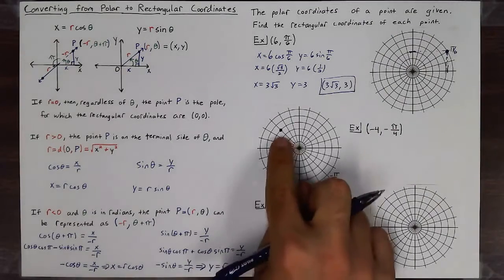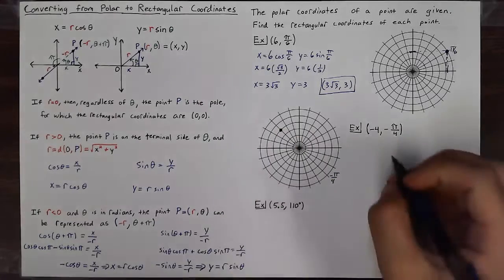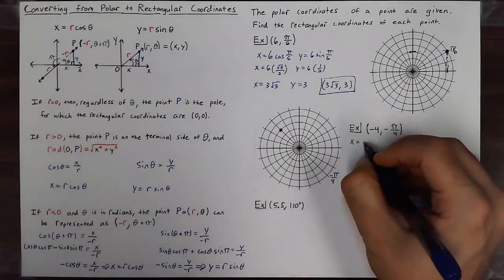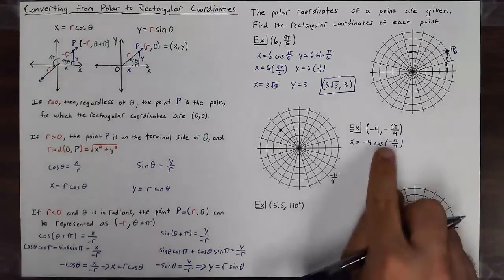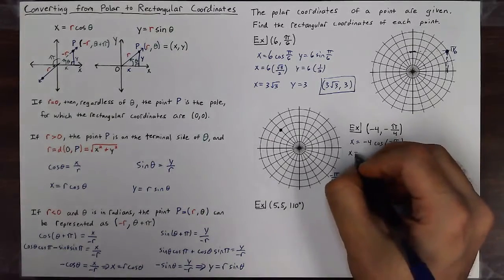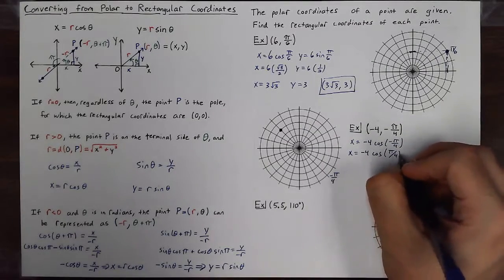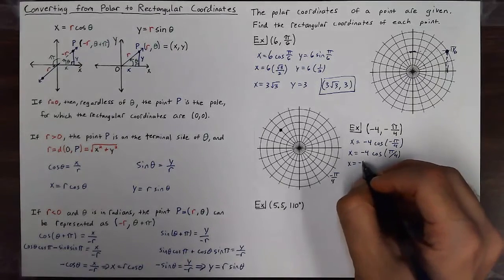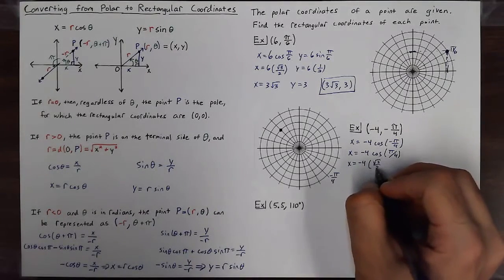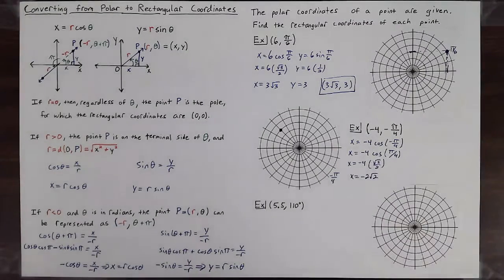Now I know my point's in the second quadrant, so I should have a negative x value when I do this. X will equal negative 4 times cosine of negative pi over 4, which since cosine is even, I can write that as negative 4 times cosine of positive pi over 4, which gives me negative 4 times the square root of 2 over 2, which gives me negative 2 square roots of 2 for x.